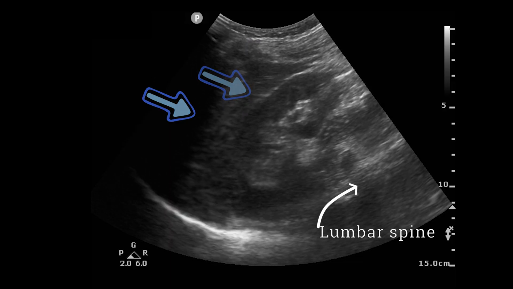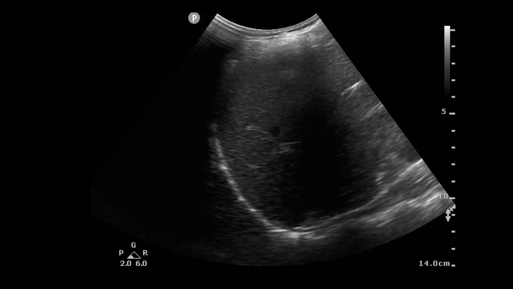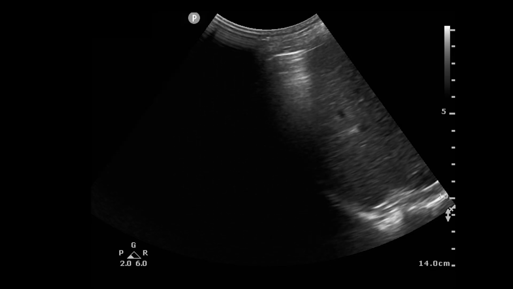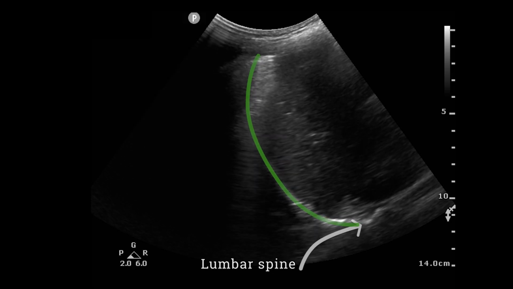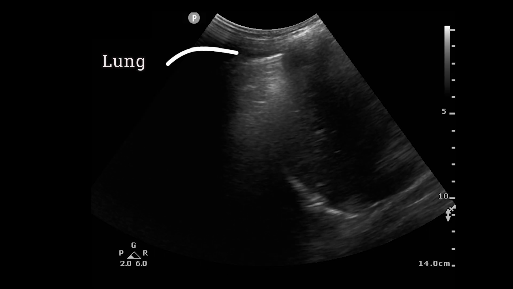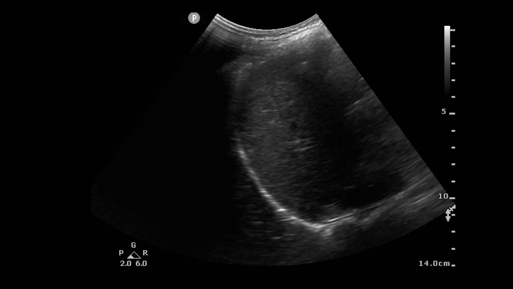We can also assess the interface between the dome of the diaphragm and the liver, as well as the right pleural space by advancing the probe more cephalad. The interface of the diaphragm and the liver appears as a curved hyperechoic line. The normal lung movement distorts this interface during inspiration, and it is referred to as the curtain sign.